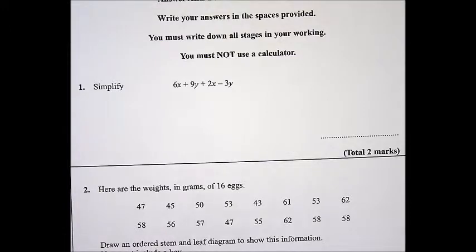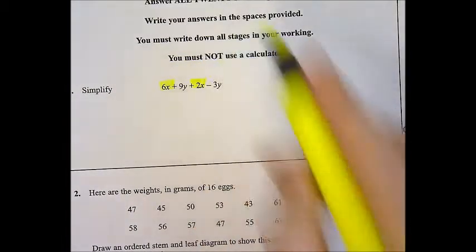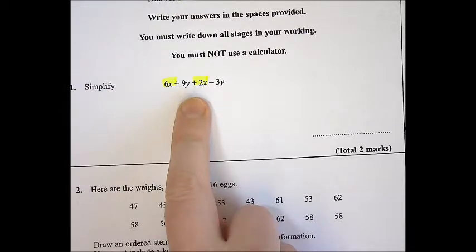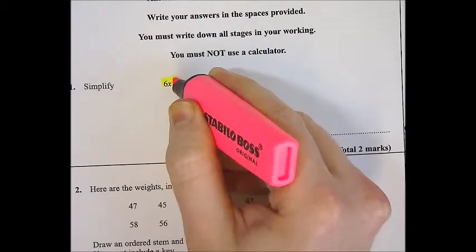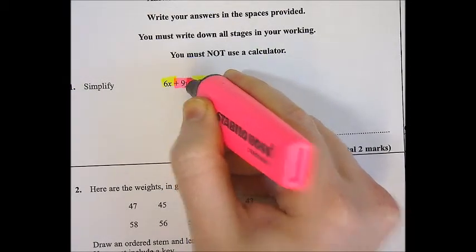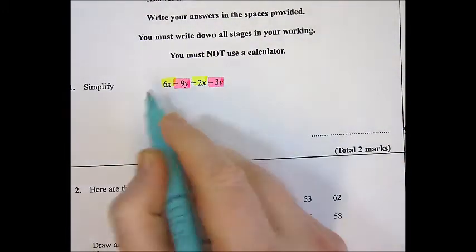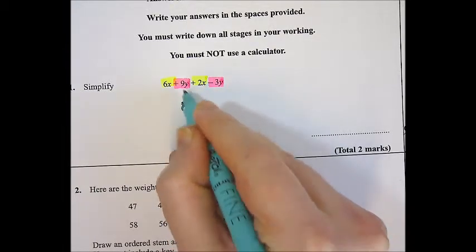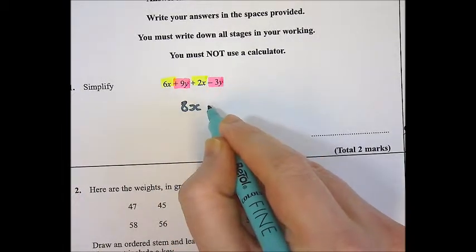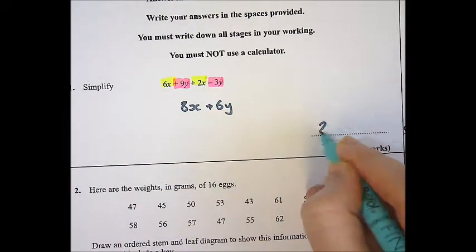Question 1 asks us to simplify this expression. There are 4 terms. First of all, we have our x terms. So I highlighted the plus in front of the 2x, that belongs to the 2x. The y terms are positive 9y and negative 3y. So, if we do 6x plus 2x, we get 8x. And if we do 9y take away 3y, we get 6y. So our final answer is 8x plus 6y.